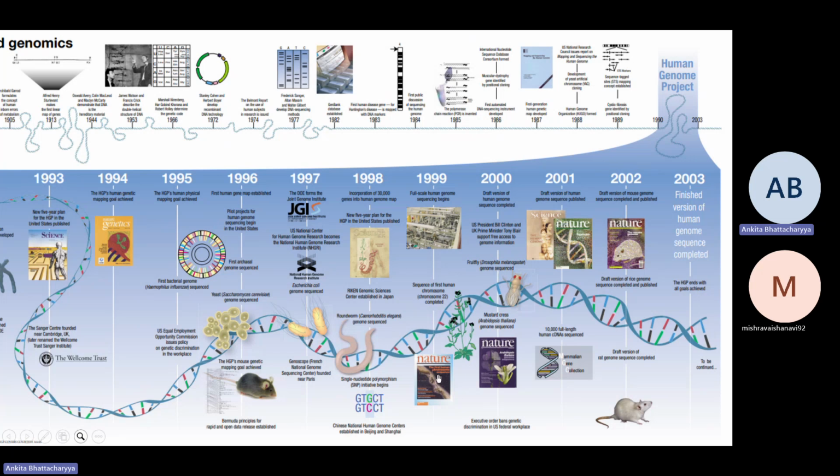And here you can see also in parallel the kind of journals that these remarkable discoveries got published in, because they were beyond imagination. Then the draft version of the human sequence was published in 2001. Then in 2002, the draft version of the mouse genome sequence was completed and published. And then the rat sequence. And finally, in 2003, the final finished version of the human genome sequence was obtained.